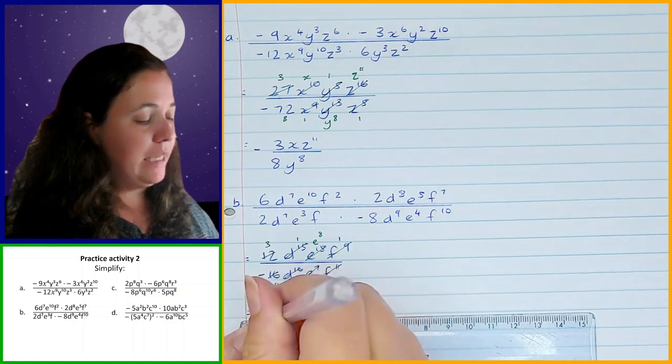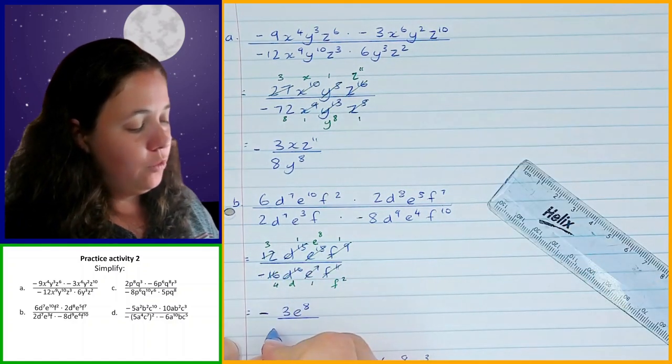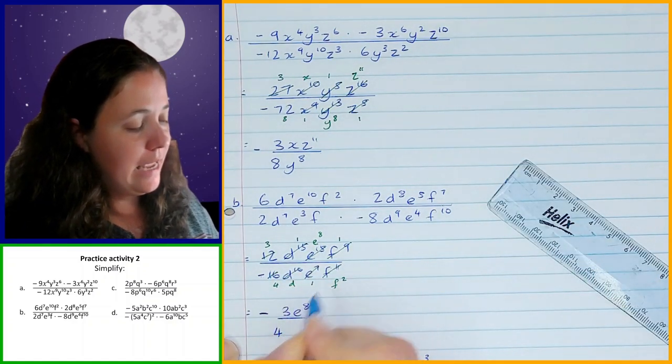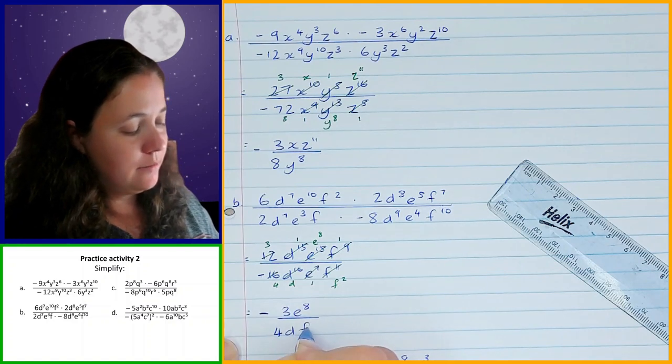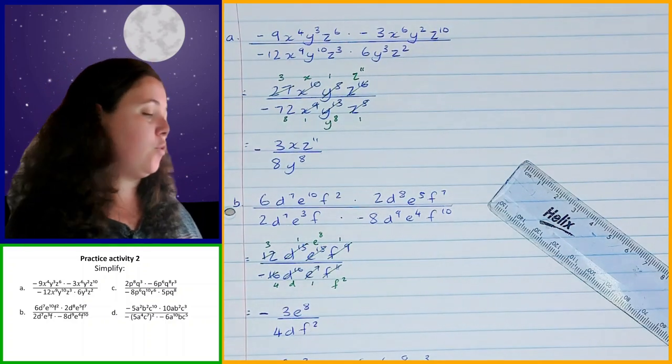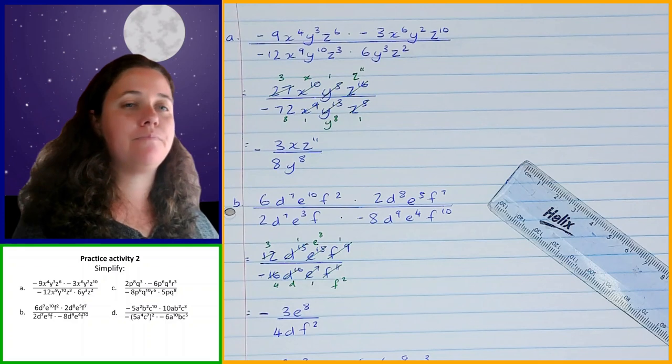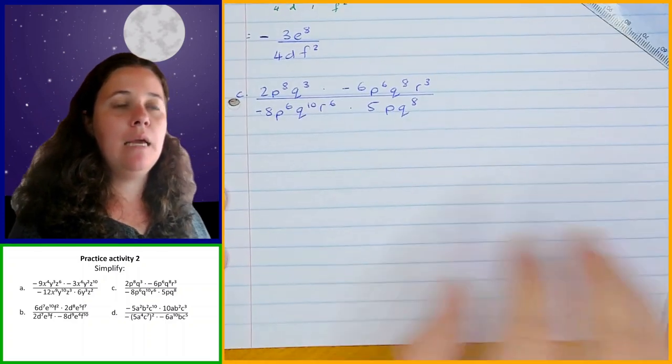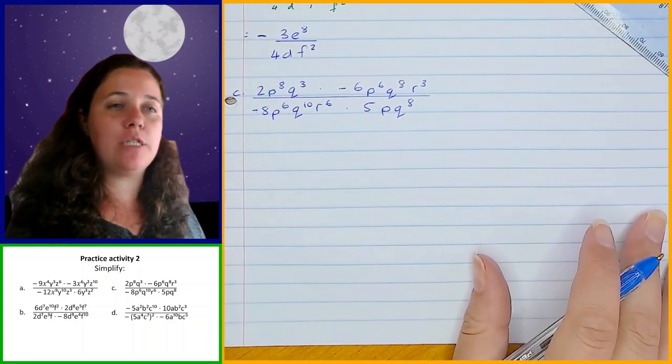And in my denominator, I have 4 d f squared. So that's what you should have got for question B. Now let's have a look at question C.